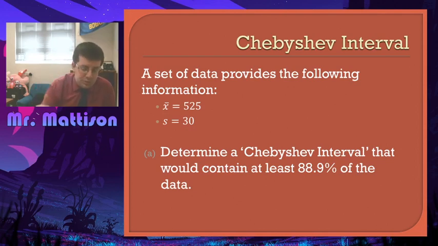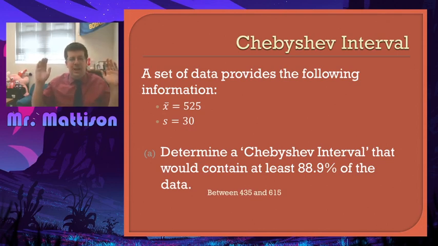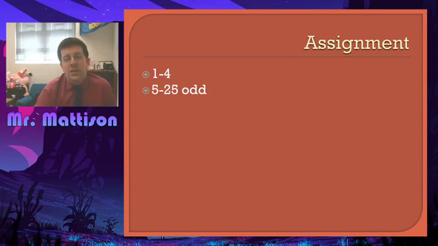Okay, so we should know it's going to be 3 standard deviations like we just mentioned. So if I go 90 above and 90 below, I end up getting 615 on my top end, 435 on my bottom end. So that's going to be my interval, which I know is going to have at least 88.9% of my total data in that interval. Okay, so that is it for 3.2.